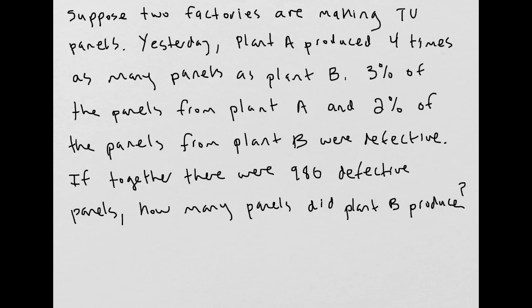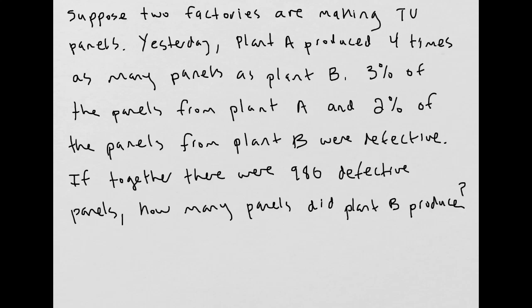So let's just begin by reading this problem. Suppose two factories are making TV panels. Yesterday, Plant A produced 4 times as many panels as Plant B. 3% of the panels from Plant A and 2% of the panels from Plant B were defective. If together there were 980 defective panels, how many panels did Plant B produce?